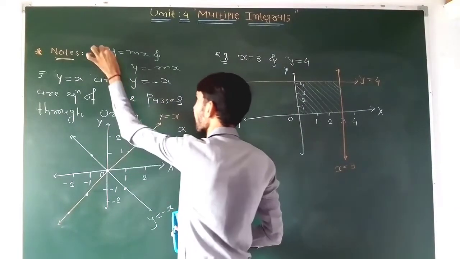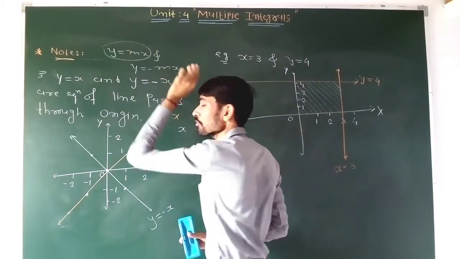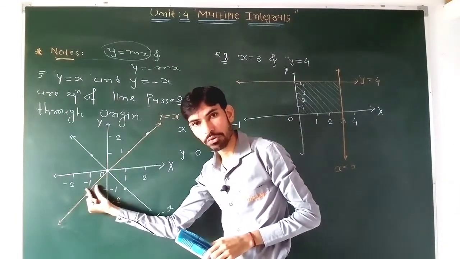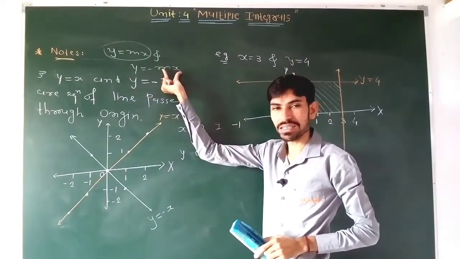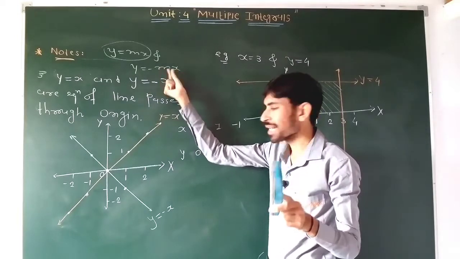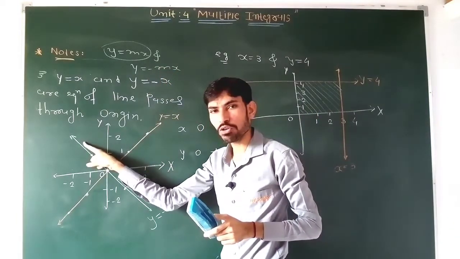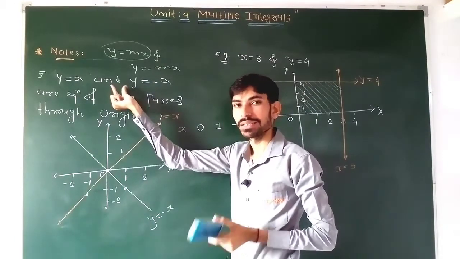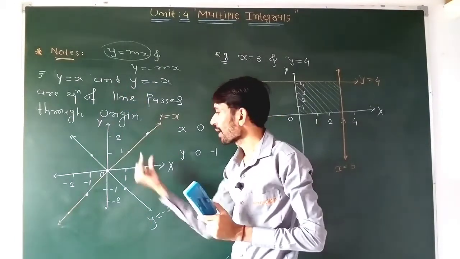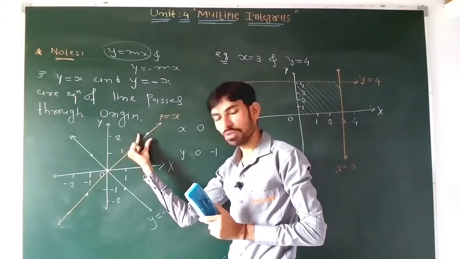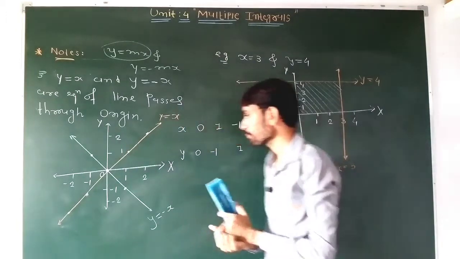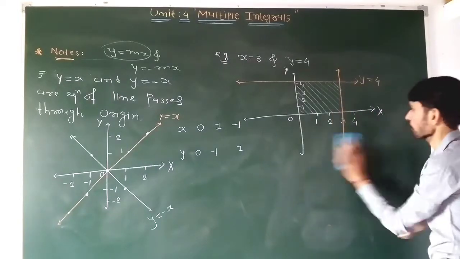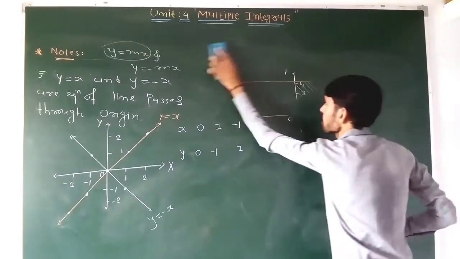So keep in your mind, y is equal to mx is the equation of a line that passes through the origin and the first quadrant and third quadrant, and y is equal to -mx is the equation of a line that passes through the origin and the second quadrant and fourth quadrant. Suppose you say y is equal to 2x, then you can easily draw the line passing through the origin, in the first quadrant and third quadrant. So this is the third note, keep in your mind. Now we see the next note.